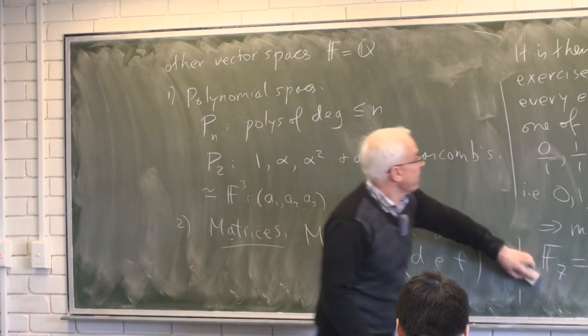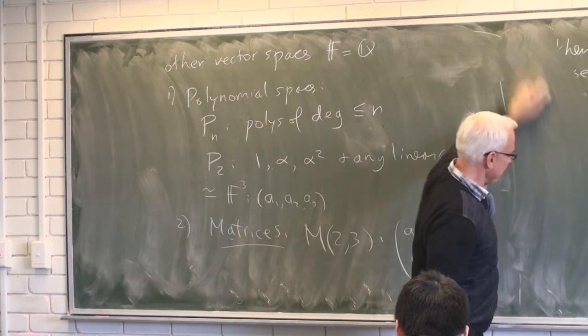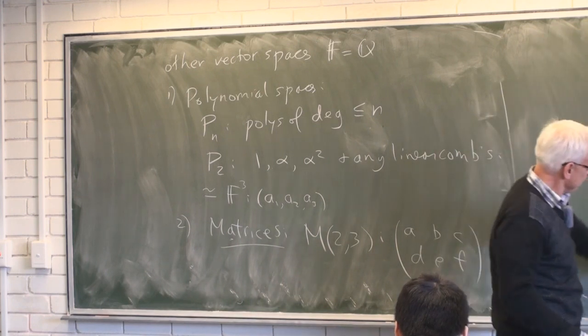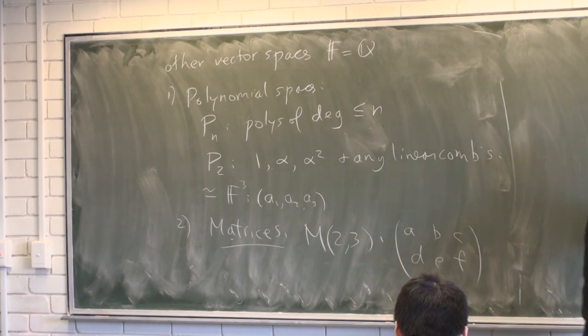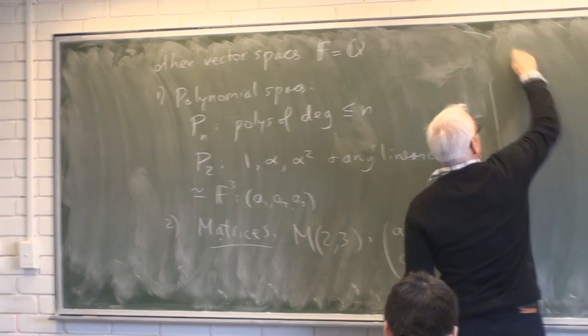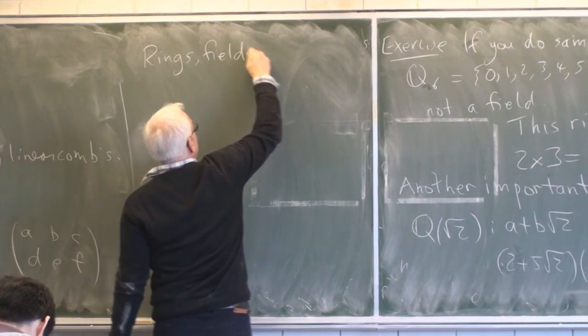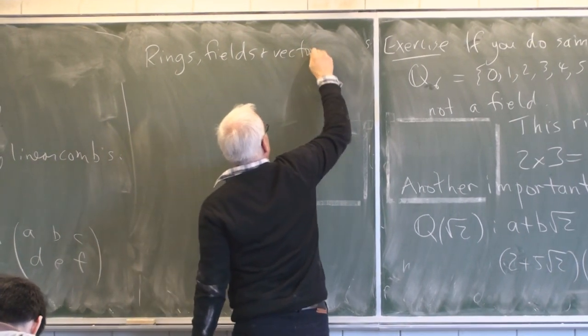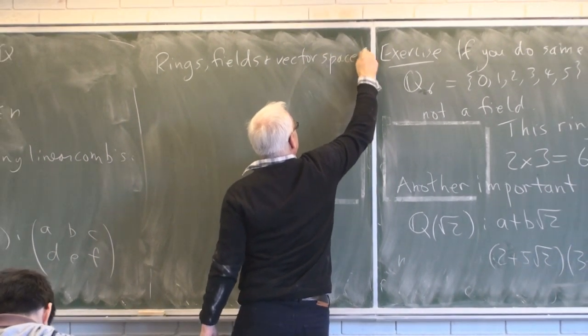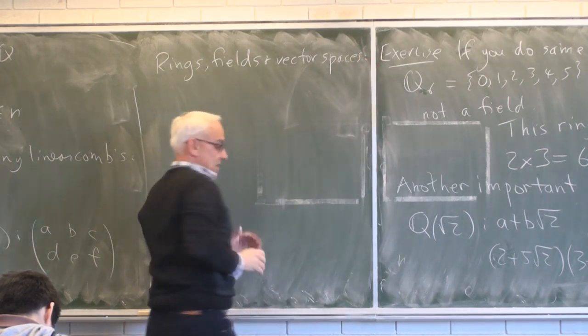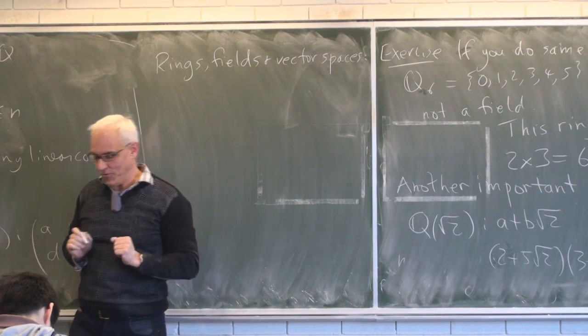All right, so rather informally, I've introduced 3 pretty important fundamental types of mathematical objects. So we've talked about rings, fields, and vector spaces, and given you a few examples of those.